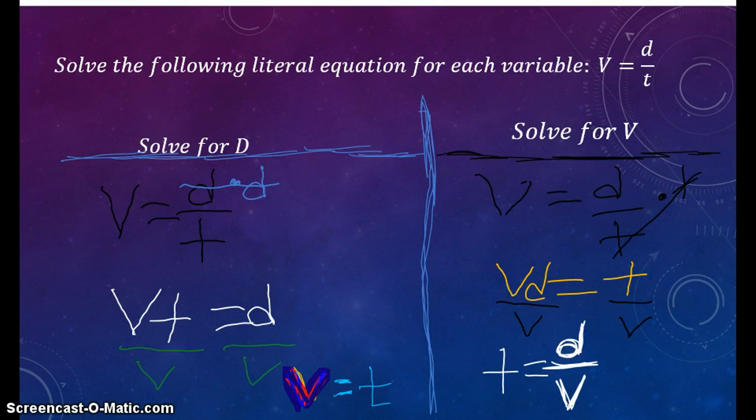Second, I solved for T by multiplying T by itself and the V by T. Once I did that, I got V equals D. So I divided by V on both sides to undo multiplication. Finally, I got T equals D over V as my answer.